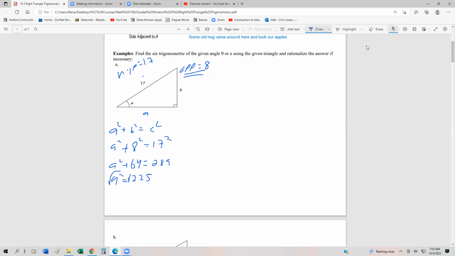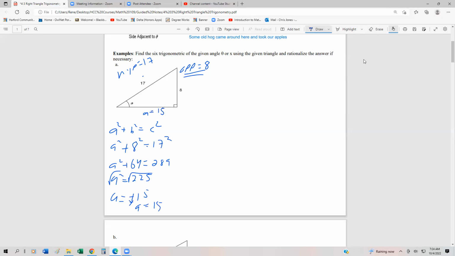And then I can take the square root of both sides. And technically, a should be equal to plus or minus 15 by our square root principle. But we're only going to be dealing with positive lengths here, so we can ignore the negative. So a is going to be 15 for us.